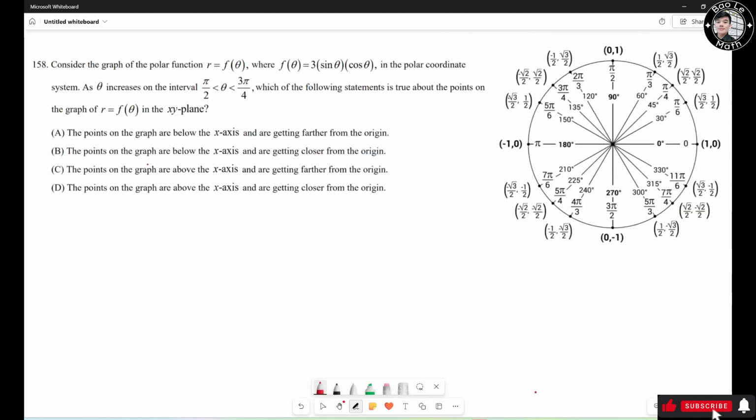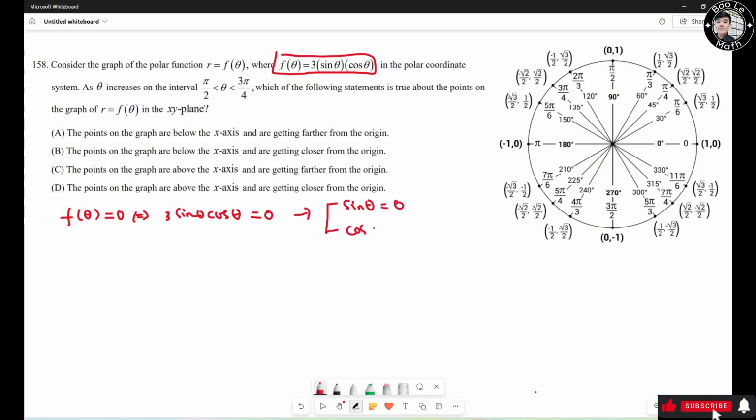Now, the first thing I need to do is to find the zero of this function. So how do I do it? I need to let f of theta equal 0. This is the same thing as 3 times sine of theta times cosine of theta equals 0. This is the zero product property, so I need each factor to equal 0. So I have sine theta equals 0 and cosine theta equals 0.